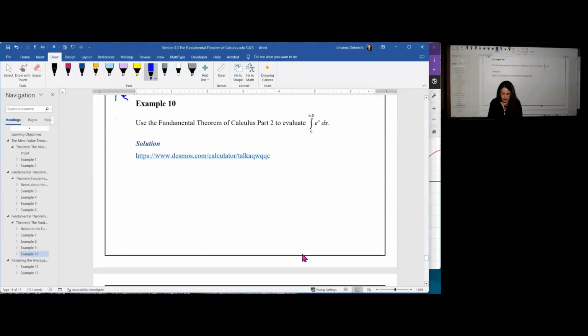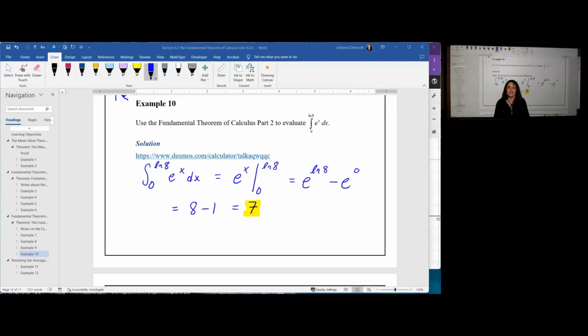Let's now look at example 10. Go ahead and pause the video and work out example 10, then come back so we can compare. So it was short, wasn't it? Remember that an antiderivative of e to the x is e to the x. In that case, we choose the constant to be 0 just for less work, and we evaluate between the limits of integration. Substituting the upper limit in place of the variable x, I get e to the natural log of 8.